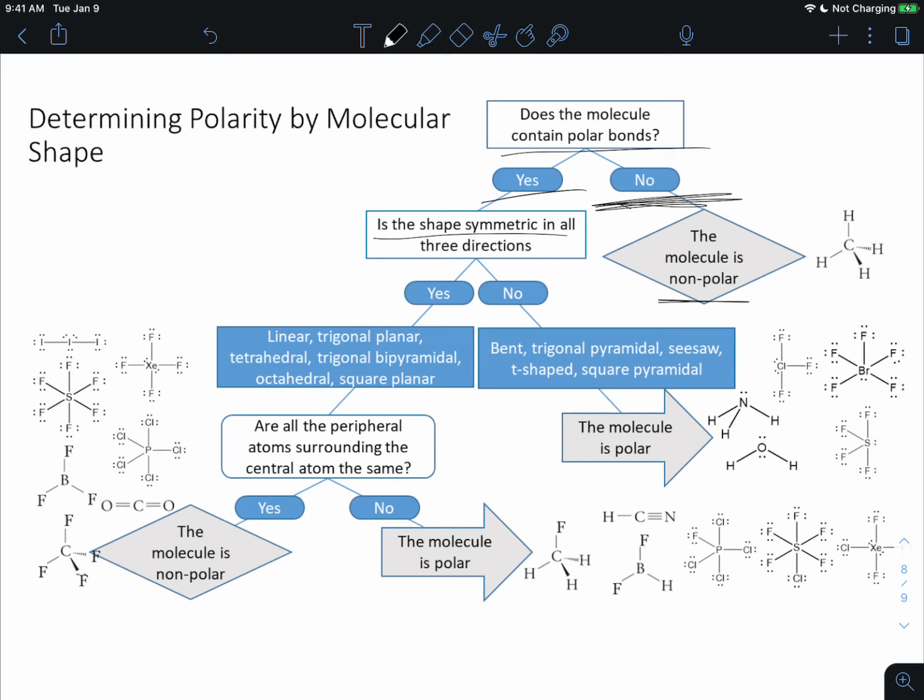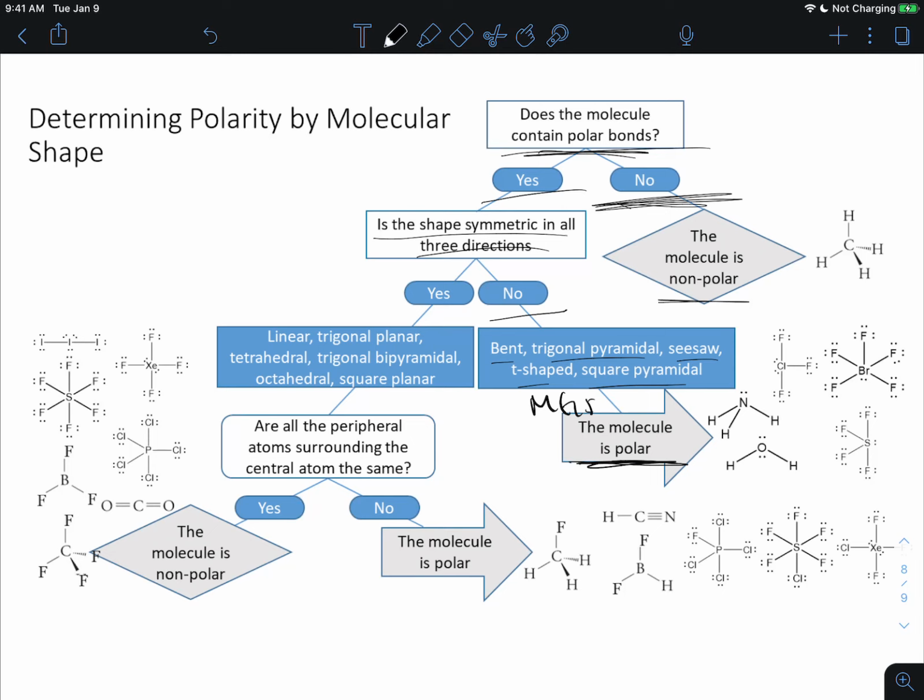So next, is the shape symmetric in all three directions? If the answer is no, that's going to be bent, trigonal pyramidal, seesaw, T-shape, and square pyramidal molecular geometries. If you have one of those molecular geometries, you have what's considered an asymmetric shape, and you will have a polar molecule. If you have polar bonds and an asymmetric geometry, you have a polar molecule.